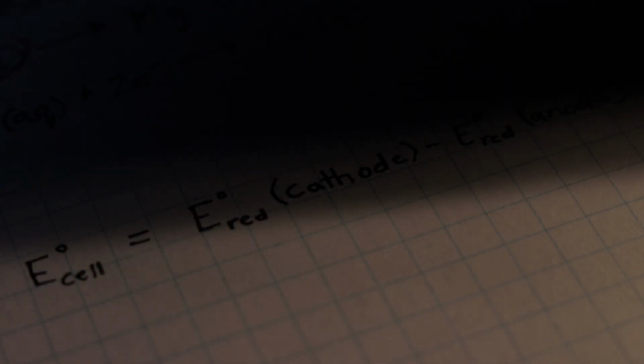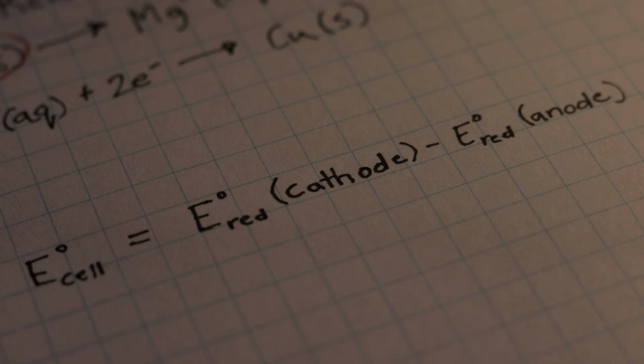Under standard conditions, the potential of a voltaic cell can be calculated by this formula. This formula states that the potential energy of a cell is the difference between the potential energy of the reduced species and the potential energy of the oxidized species. Let's calculate the potential energy for this magnesium-copper voltaic cell.